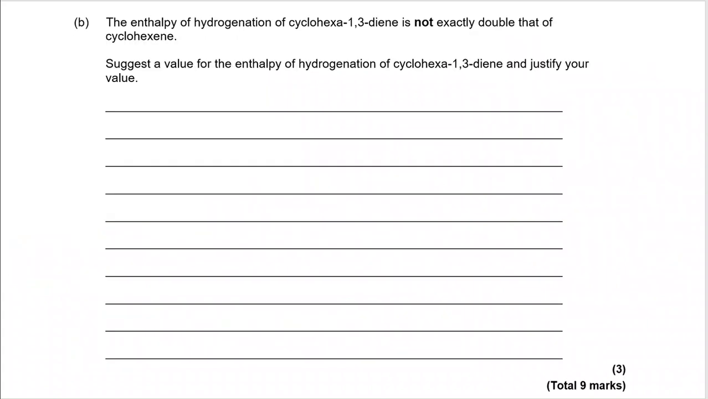Okay, let's move on to part B. Enthalpy of hydrogenation of cyclohexa-1,3-diene is not exactly double that of cyclohexene. Suggest a value and justify your value. So negative 120, doubling would be negative 240, but we know it's not exactly double that. You'll get a mark if you give any value from negative 121, slightly higher than cyclohexene, and negative 239, slightly lower than what would be exactly double the amount. Why is that the case?